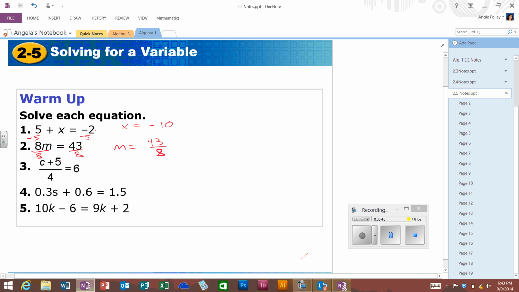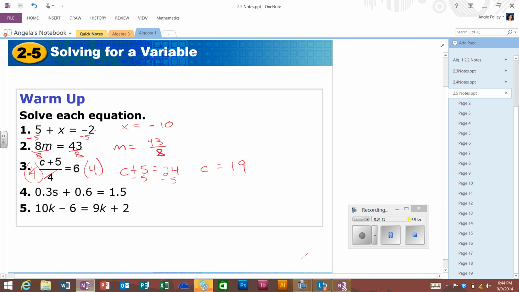All right, this one is a two-step one. So we have c plus 5 divided by 4. So to work backwards, we multiply by 4. Because the 4 is on top, that cancels. That gives us c plus 5 equals 24. Now the second step is to subtract 5, so c is equal to 19.